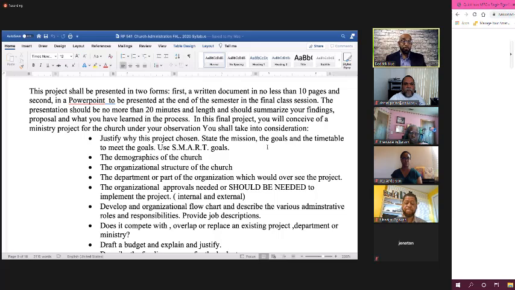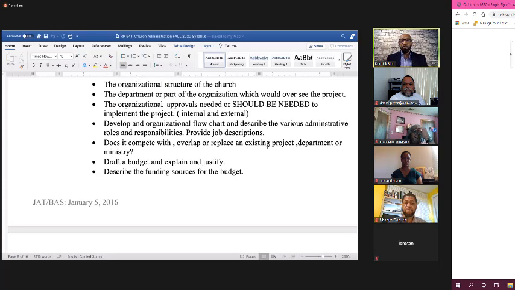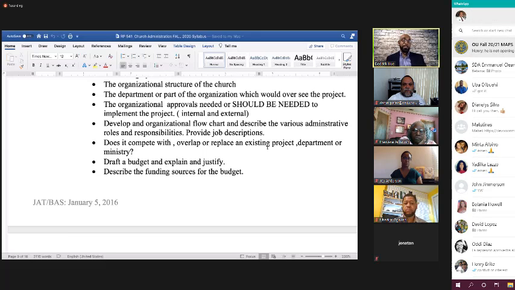Because one of the things in administration that makes administration useful and helpful is when there's a clear organizational flow chart and the lines of distinction are clear, the boundaries are clear, and the roles and responsibilities are clearly outlined. So does it compete, overlap, or replace an existing project or department? Then I want you also to think about drafting a simple budget. I'll teach you some things about how to read some financial statements, but we won't get deep into the financial statements. You'll learn about financial statements.